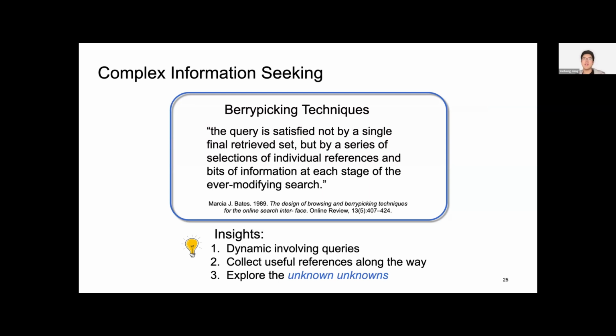So there are three insights here: in complex information seeking, there is no single answer to the original question, and people may have dynamically evolving queries. People collect useful references along the way, and this process allows people to explore unknown unknowns, which brings insights that they did not anticipate at the beginning of their search.